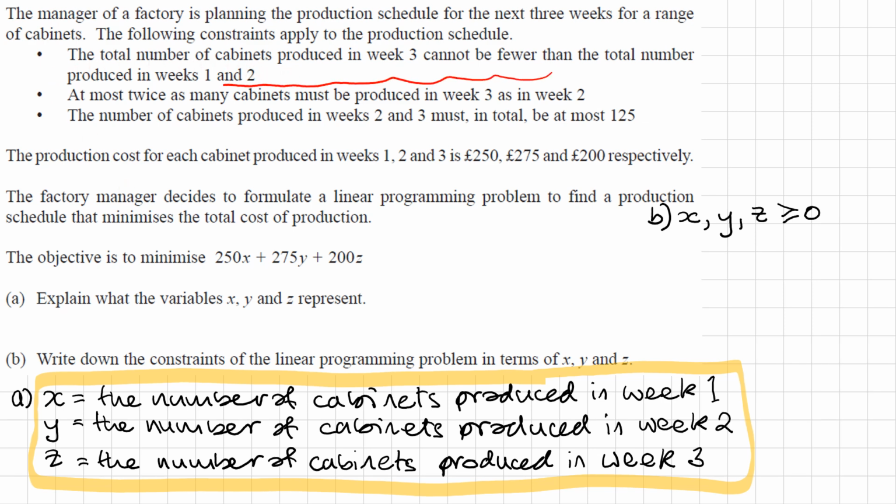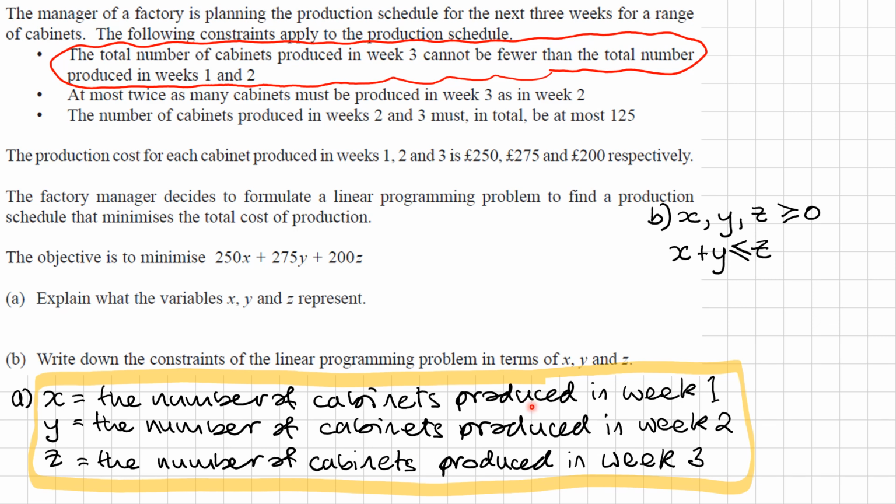So we've got that the total number of cabinets produced in week 3 cannot be fewer than the total number produced in weeks 1 and 2. So the number in week 3 cannot be fewer, so it can be the same as the total number produced in weeks 1 and 2. That will be x plus y less than or equal to z, or you could think of it as z needs to be greater than or equal to x plus y. The number of cabinets produced in week 3 has to be more or the same as the number produced in weeks 1 and 2.